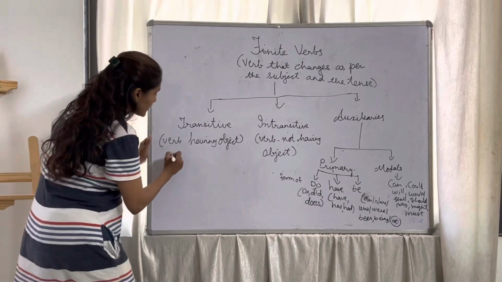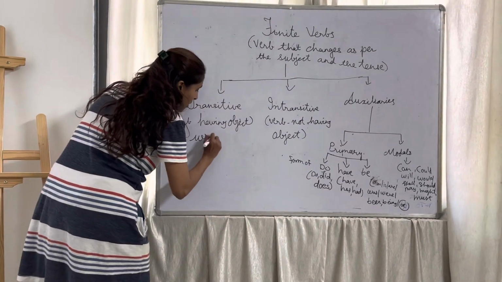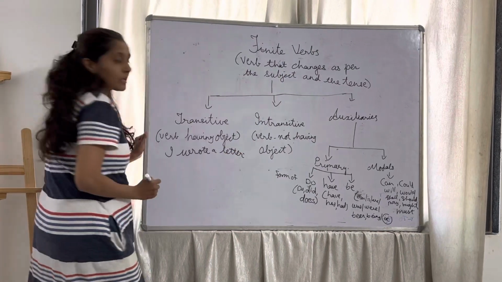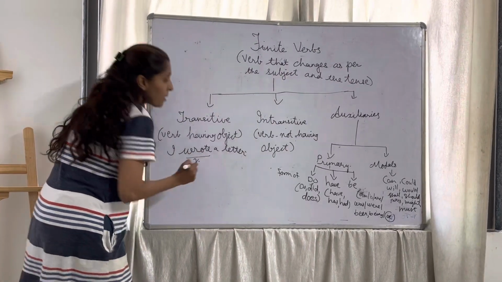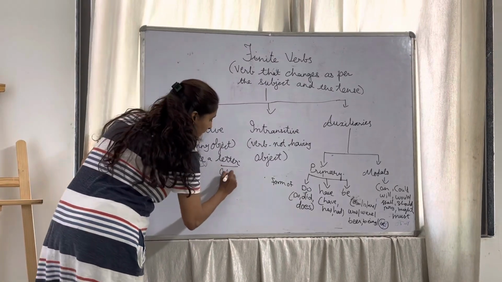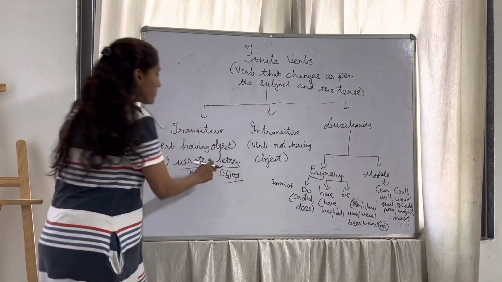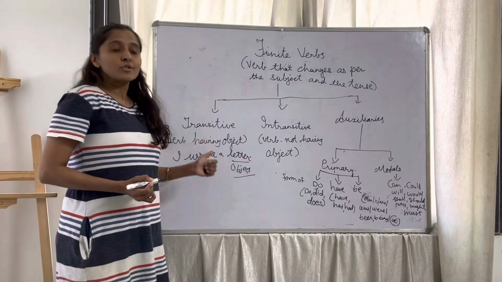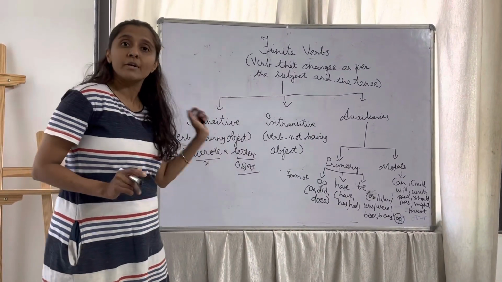Like the sentence, I wrote a letter. Here the verb is wrote, right? But I wrote what? A letter. So letter is our object. So when an object is there in the sentence, the verb will be called transitive. So here the verb wrote is called a transitive verb.